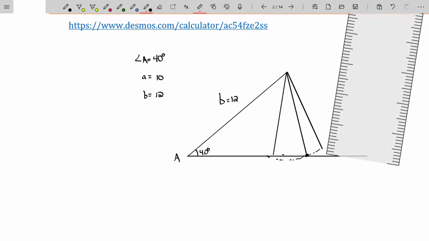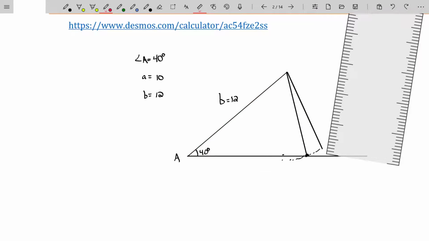Then we'll have two triangles. We'll have this big triangle right here, and then we have a different triangle right here. So we have two triangles, and that's a possibility with the law of sines. You can get two triangles.